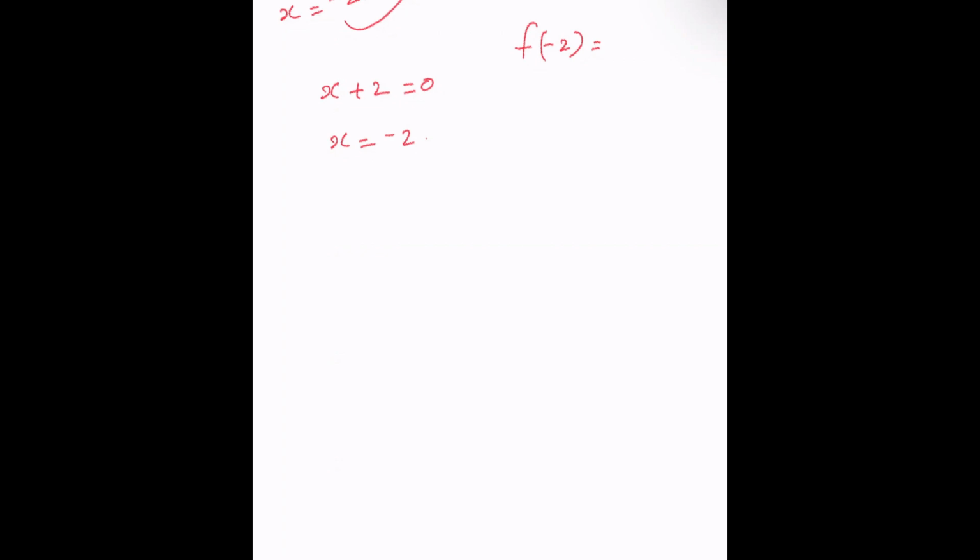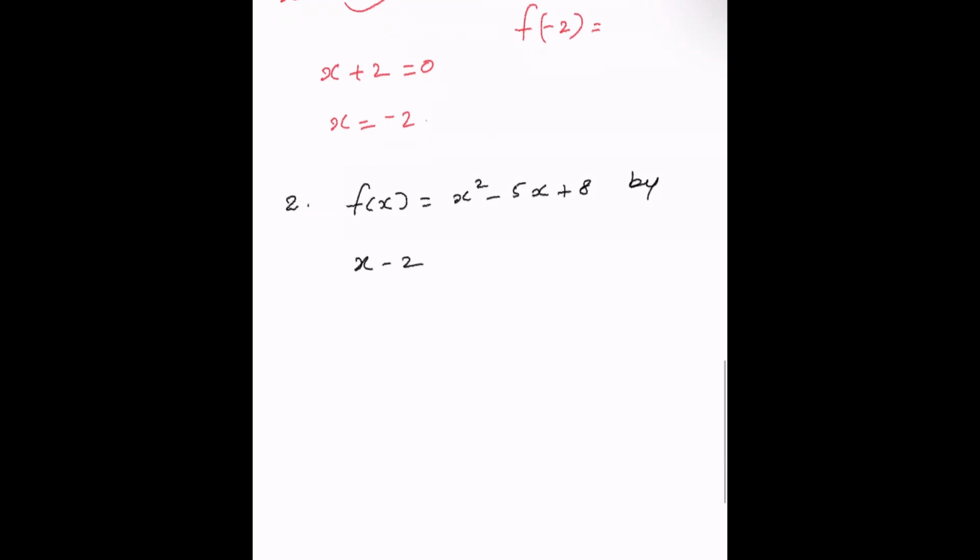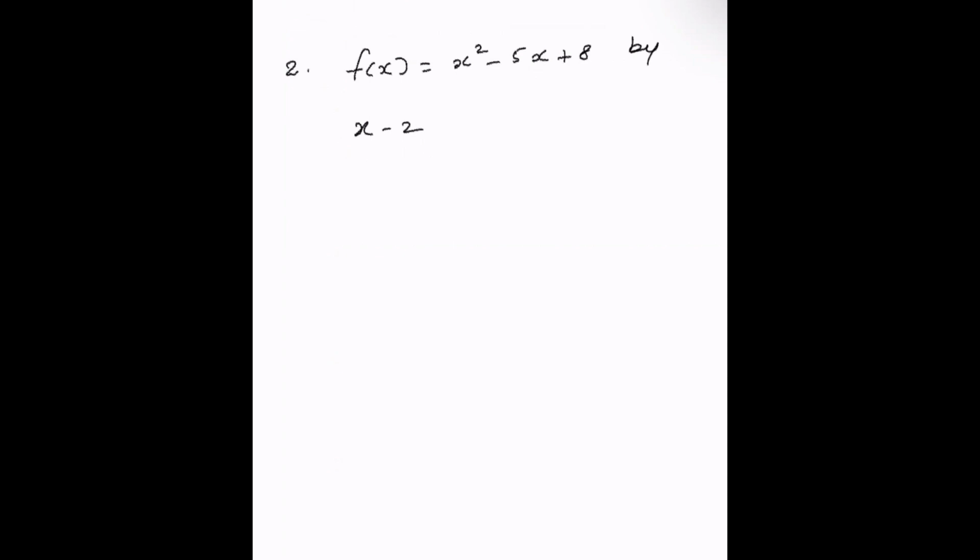So the question is from the textbook, question number 2, page number 104. Find the remainder obtained by dividing f of x equal to x square minus 5x plus 8 by x minus 2. Let's do it by polynomial division. So for that, take x square minus 5x plus 8 divided by x minus 2. X minus 2 is your divisor.